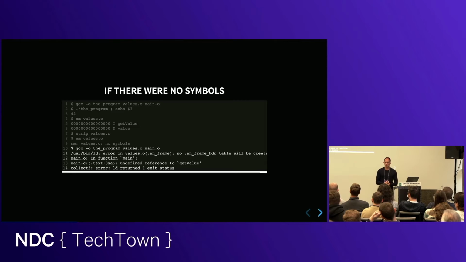So if I try to link again, just to make this executable out of my two object files, I'm going to get this error you've maybe seen sometimes before. The linker complains that there's an undefined reference to get value because the symbol table isn't there. So then you can't link to it. And now you understand a bit more how the linker is able to find these things and complain if they're not there.